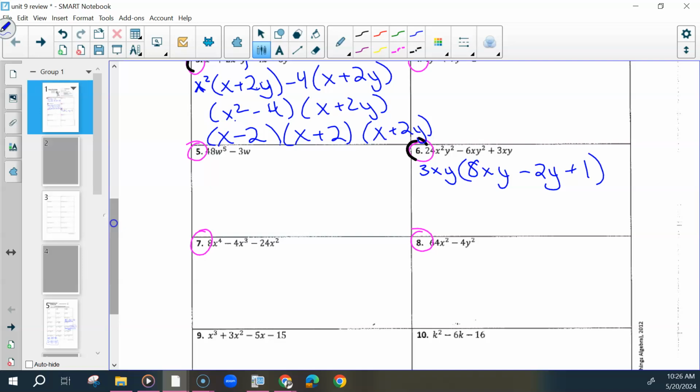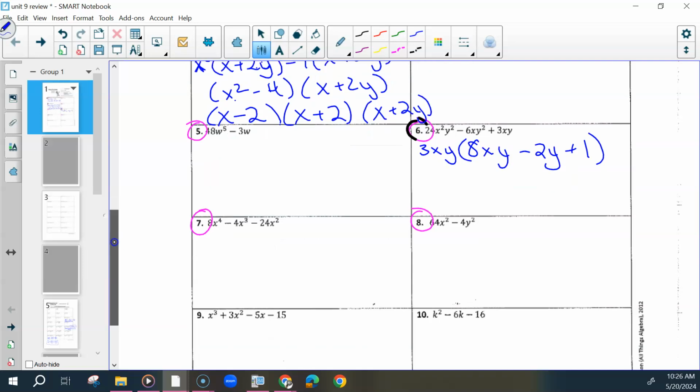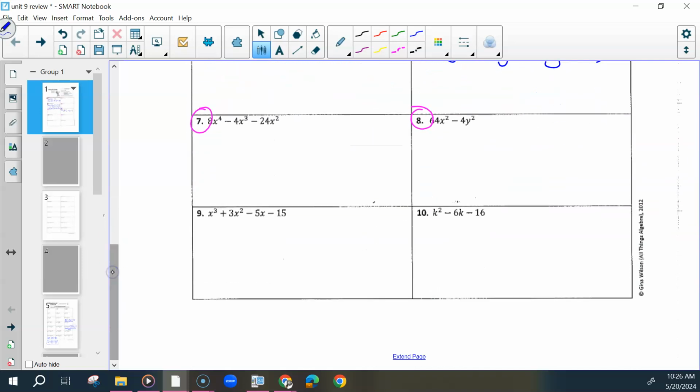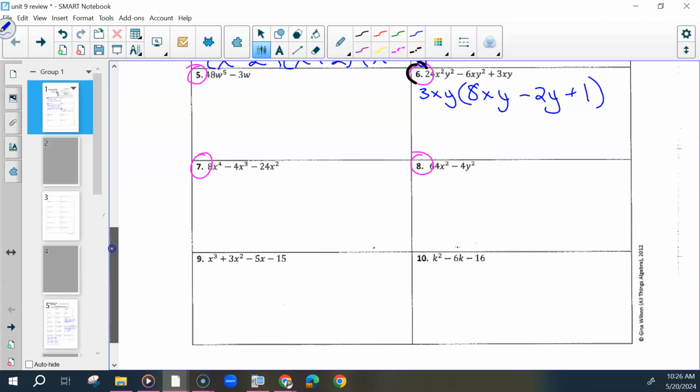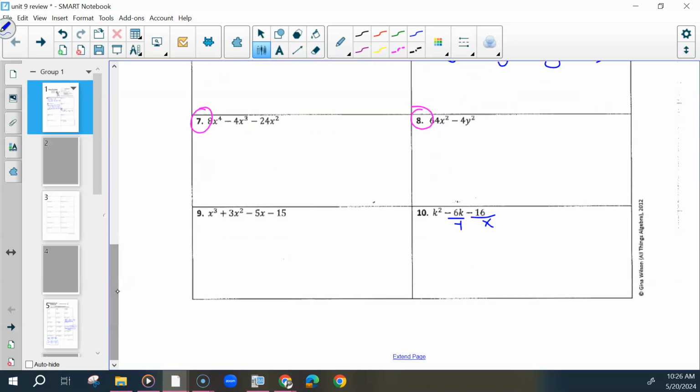Other factoring questions? 10, sure. 10 is one of our trinomials where we're looking for what two numbers multiply to be the last term, but add to be the middle term. Add or subtract to be the middle term. So you can either think of all the factors, list them all out, or just find the two that work.